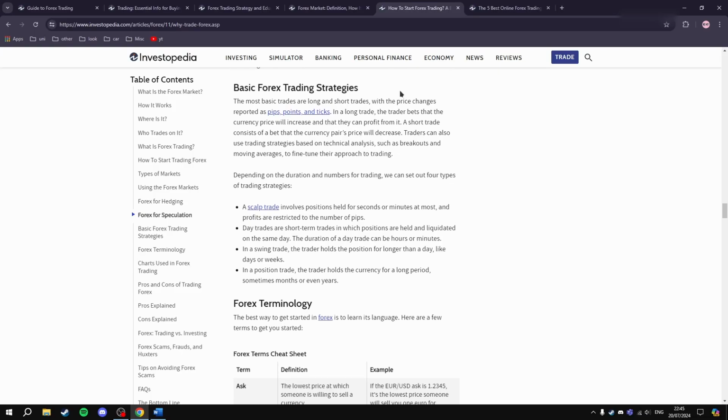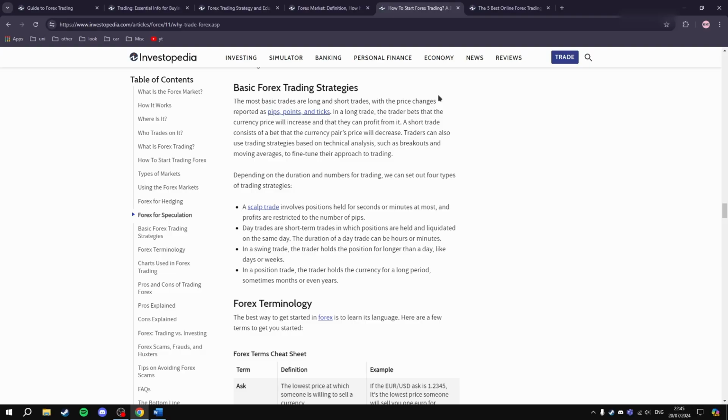Sure. Basic Forex trading strategies. The most basic trades are long and short trades, with the price changes reported as pips, points, and ticks. In a long trade, the trader bets that the currency price will rise and that they can profit from it. A short trade consists of a bet that the currency pair's price will decrease.